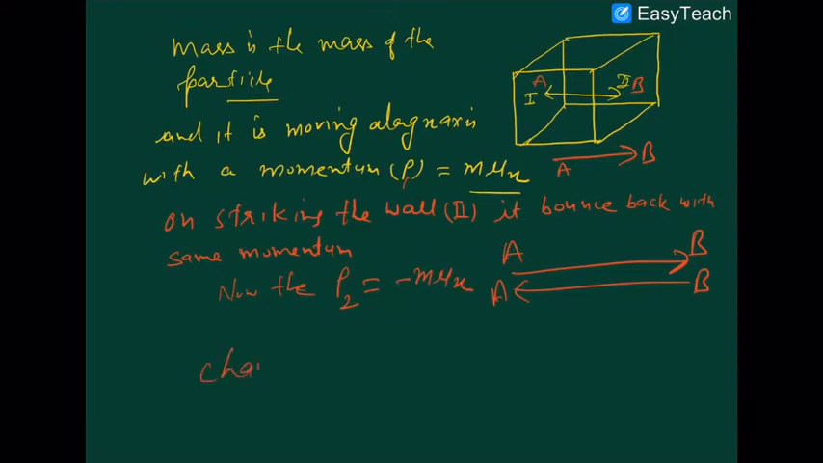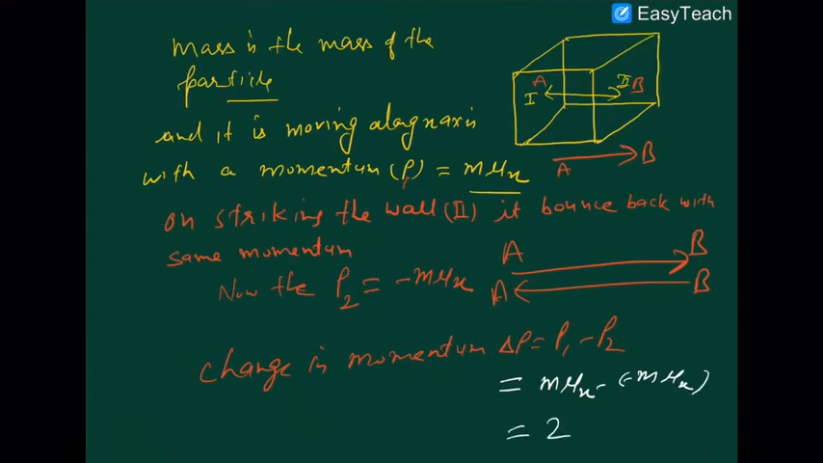So you can say that the change in momentum, that is delta P, is P1 minus P2. P1 is m mu x, P2 is minus m mu x. So minus minus becomes plus, and it becomes 2 m mu x. That is the change in momentum. Change in momentum can also be treated as a force. Yes or no? Are you okay with the situation now?